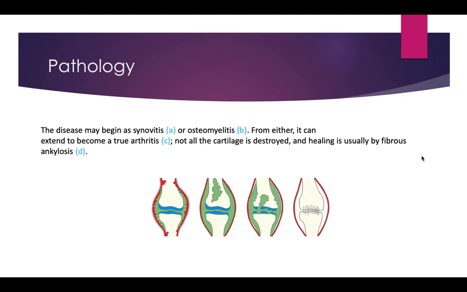The disease may begin as synovitis or osteomyelitis. From either, it can be extended to become a true arthritis. Not all the cartilage is destroyed, and healing is usually by fibrous ankylosis. انتبهوا يا شباب، هنا fibrous ankylosis not bony ankylosis.